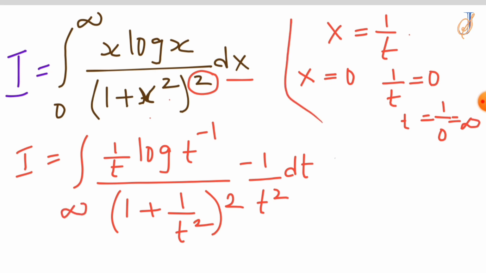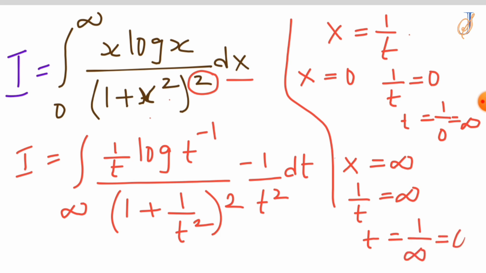Now let's take the upper limit. X, take it as infinity. So then 1 over t is infinity. Then t equal to 1 over infinity, which is 0. So the upper limit turns into 0.